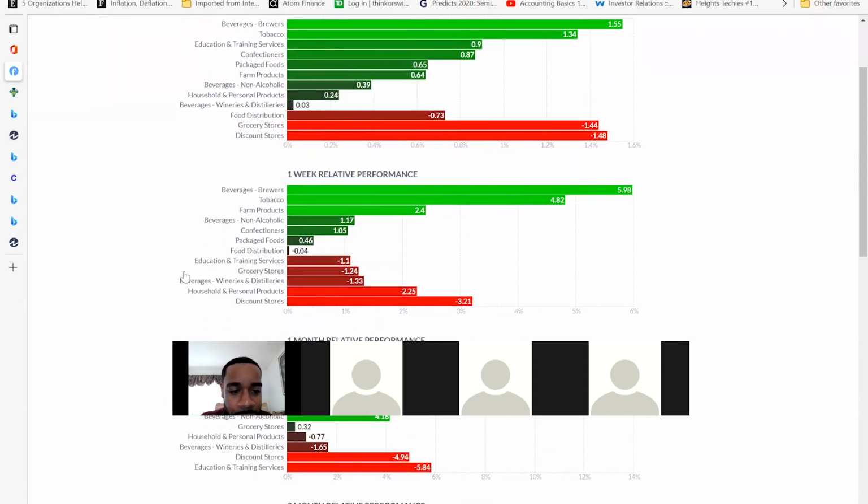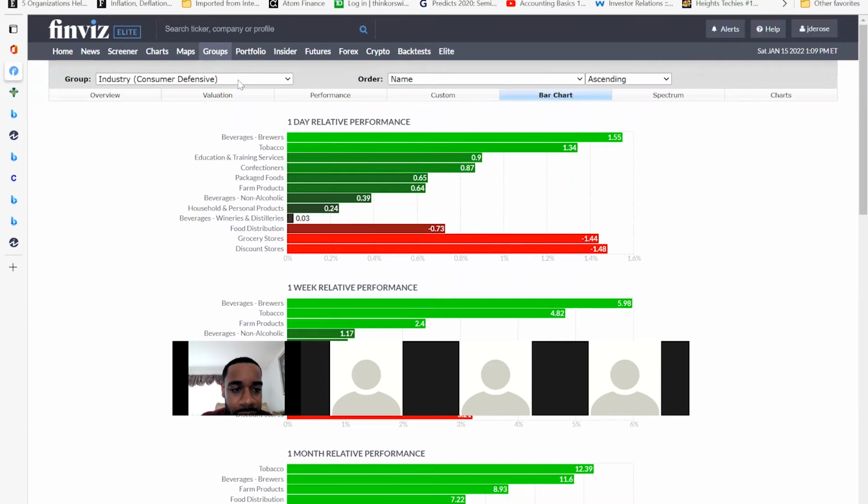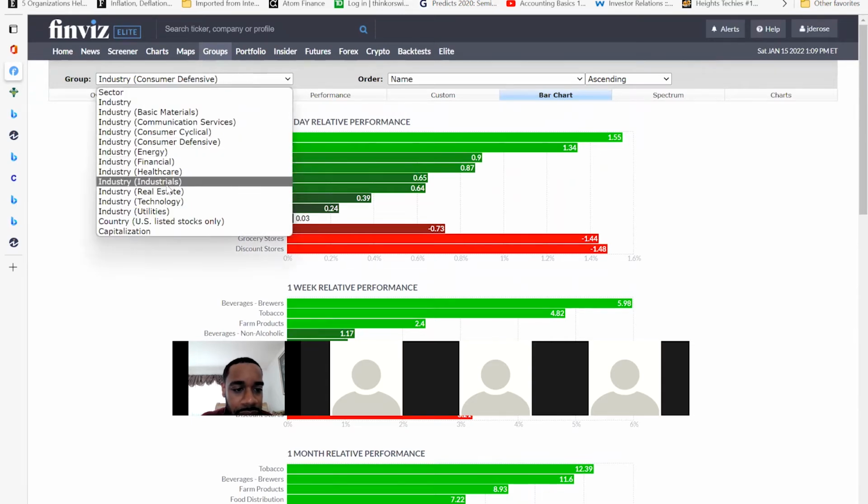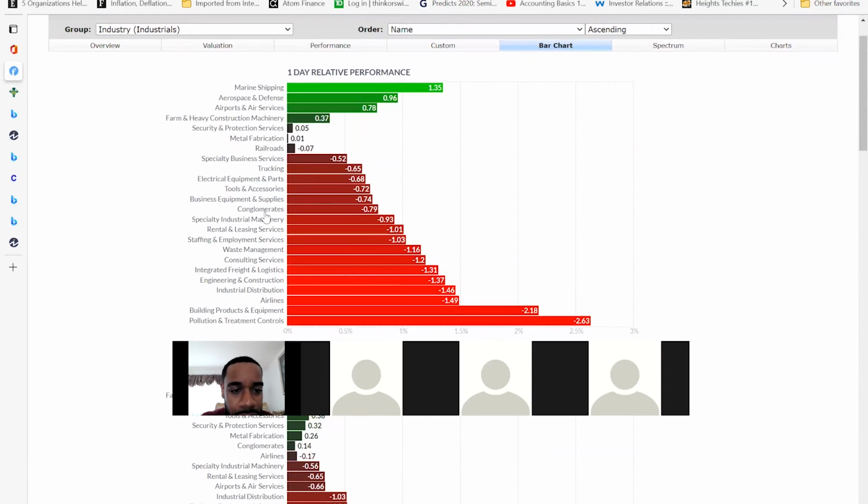So one space that I've been looking at, is it under industrials actually? Yes. So some of the things I'm looking at is actually marine shipping, because that's supply chain, industrial distribution, that's supply chain, integrated freight and logistics. So let's just go and click marine shipping.